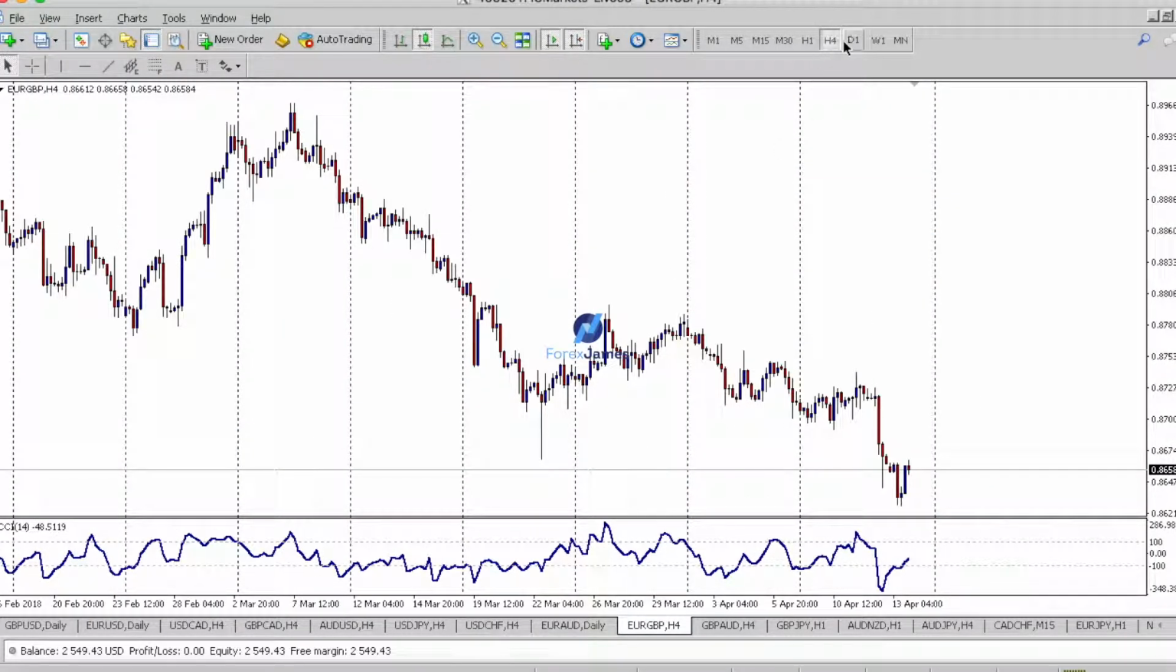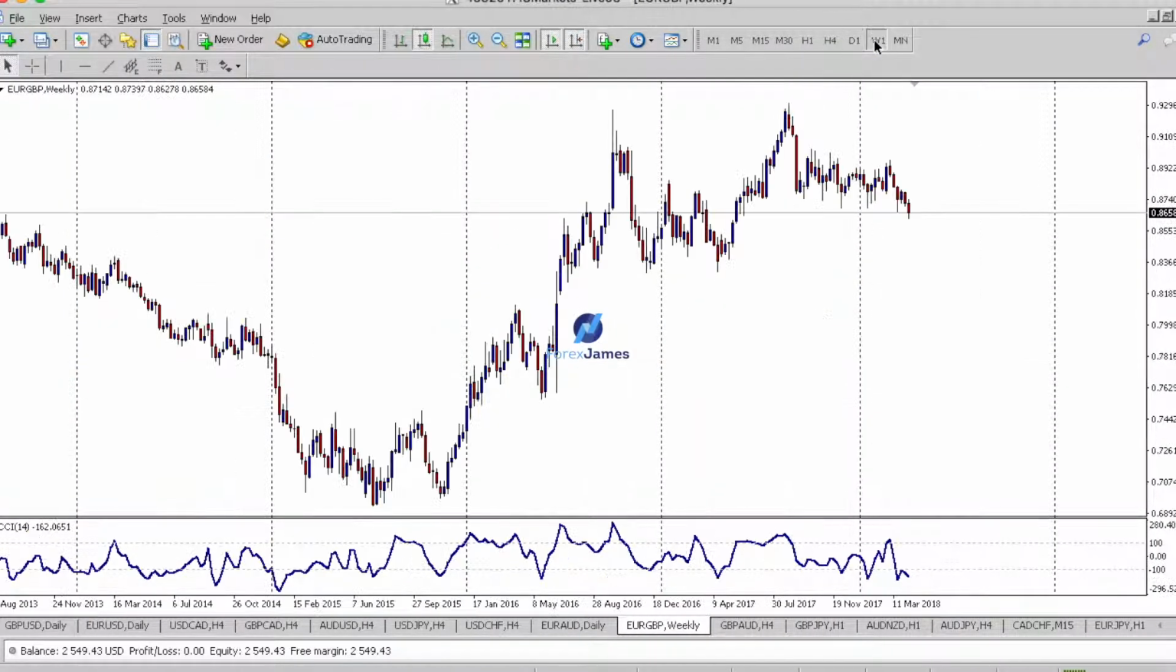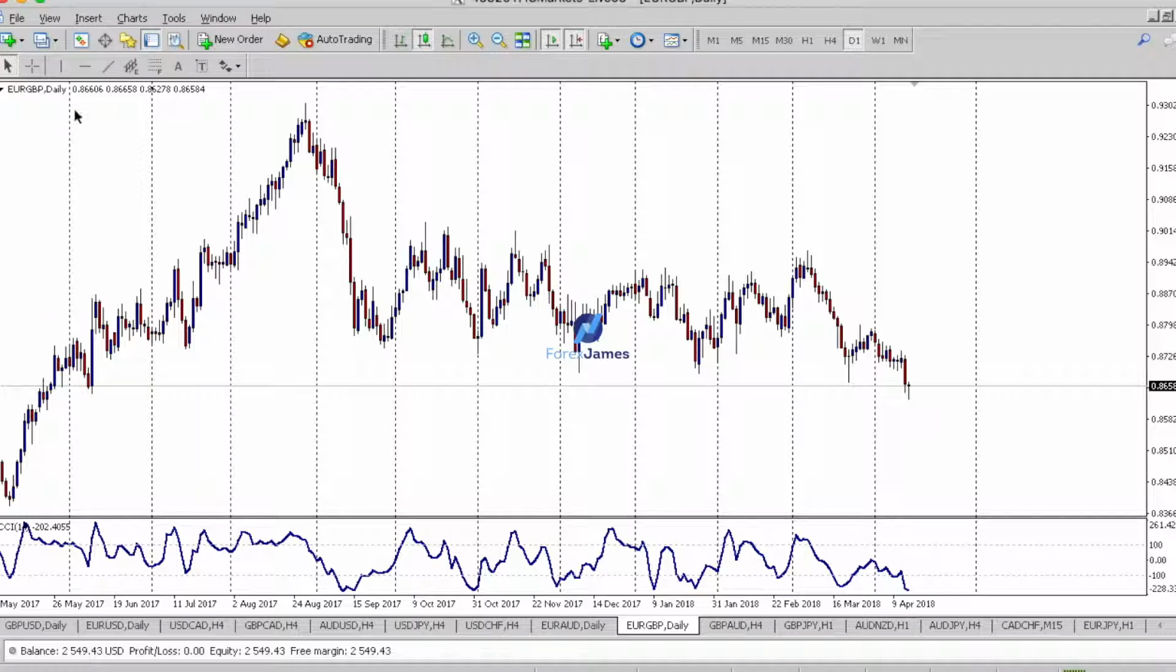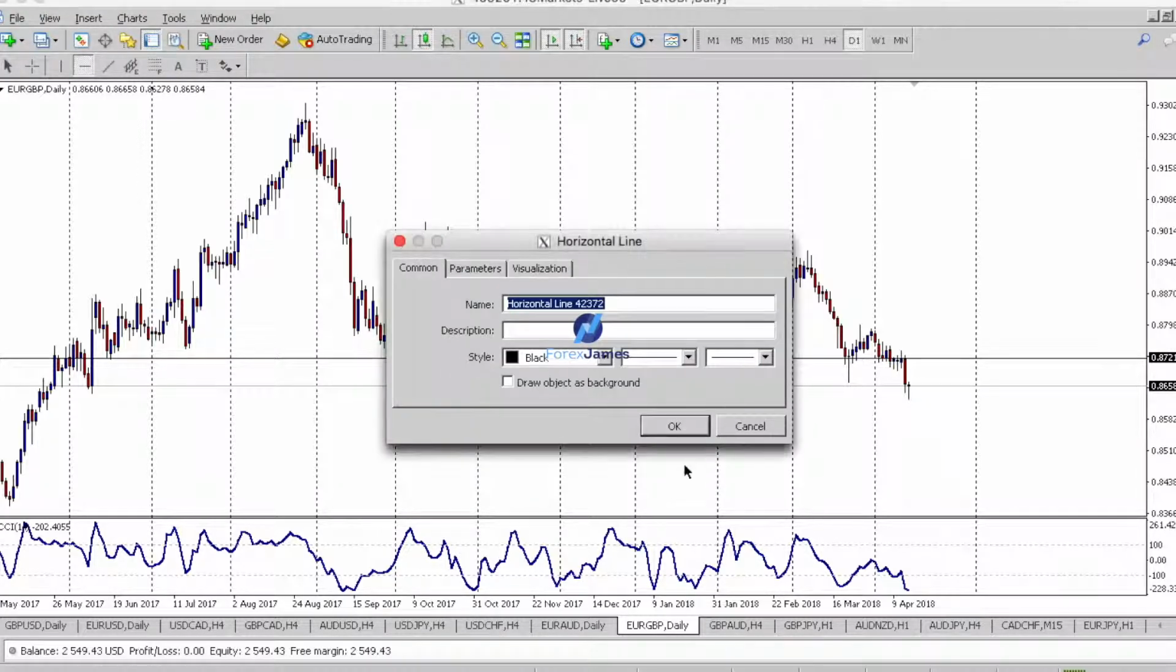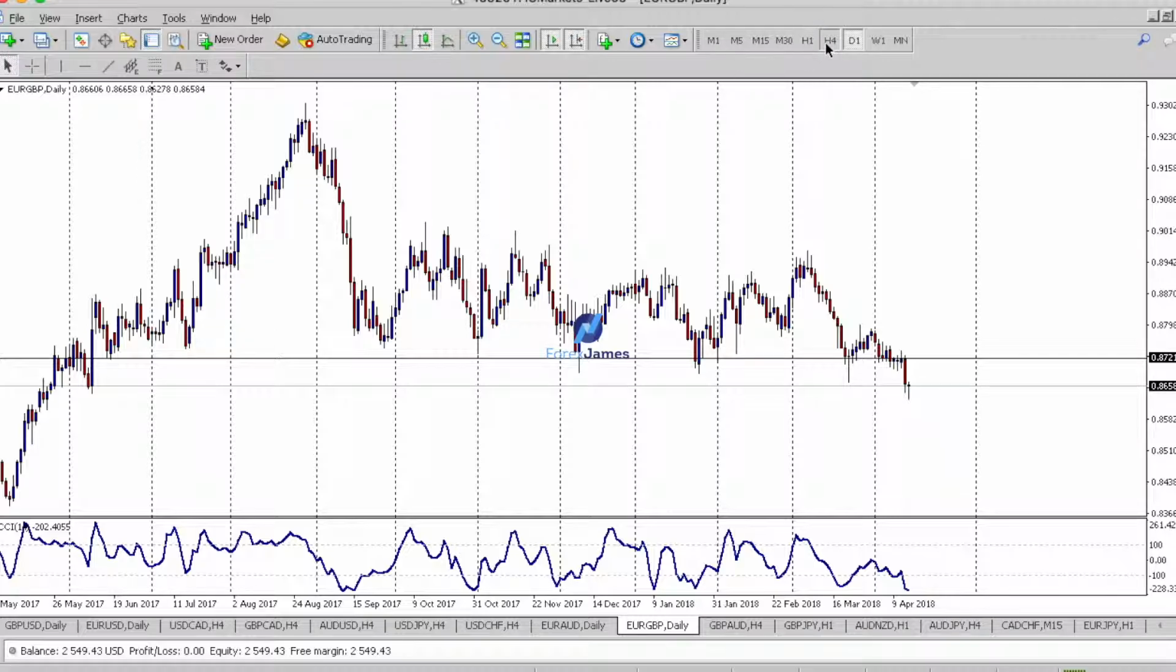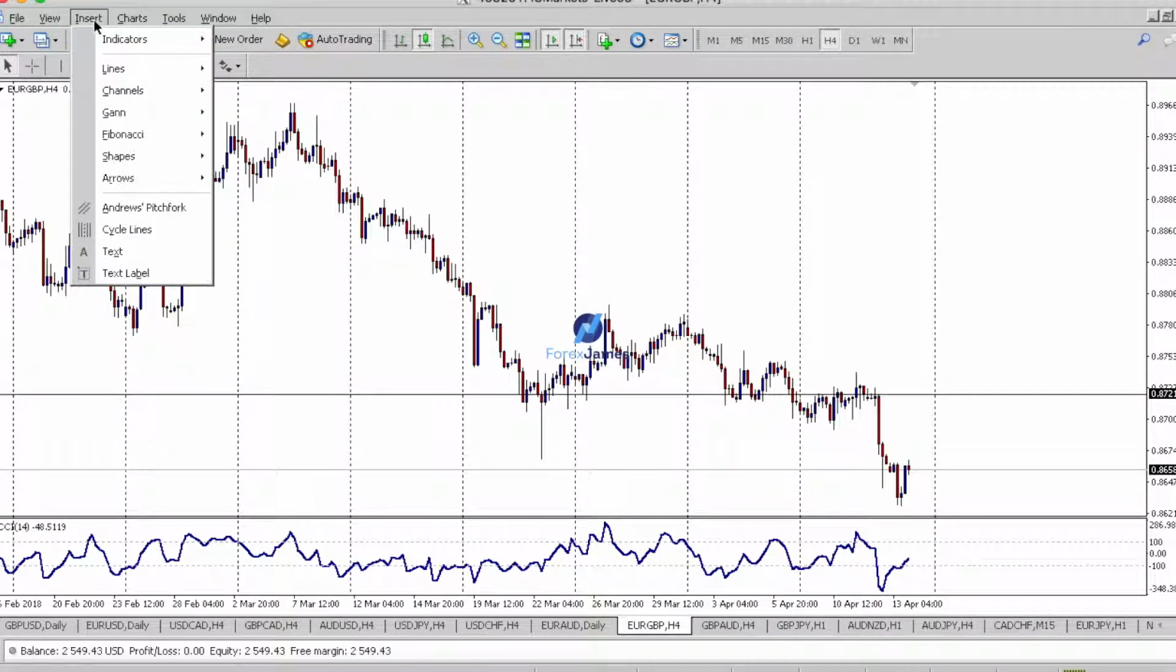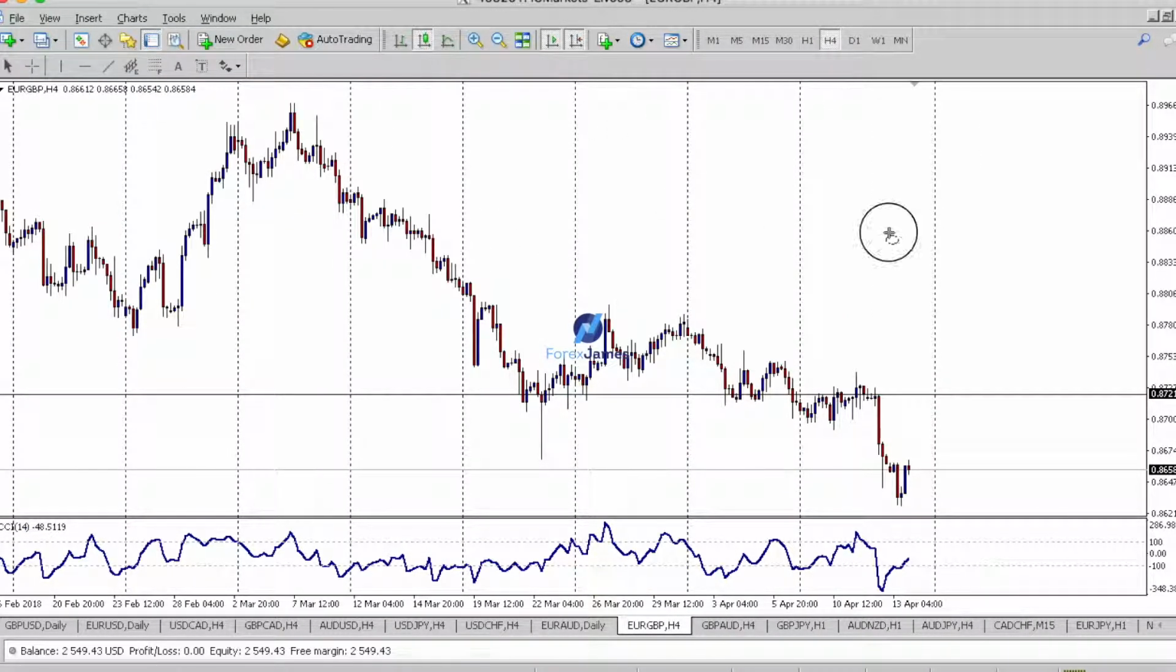Euro pounds. Okay, this is still going to the downside in my opinion. I'll be looking for shorts here. I'll be looking for shorts, so right about this area here.